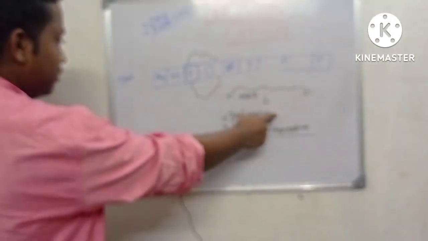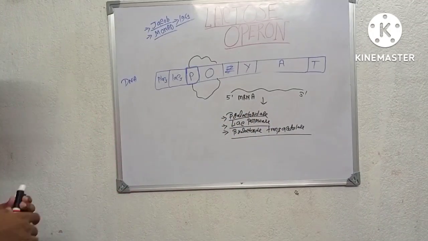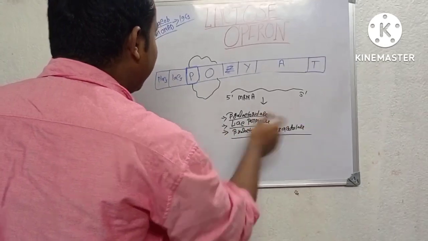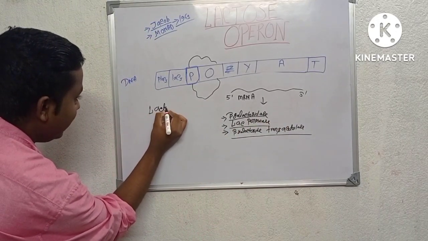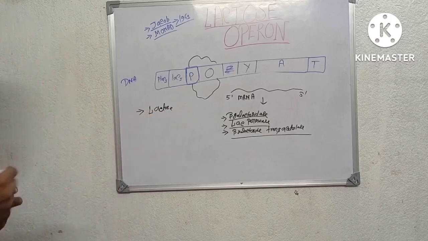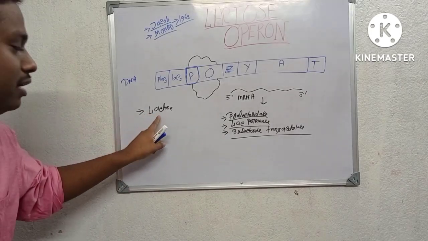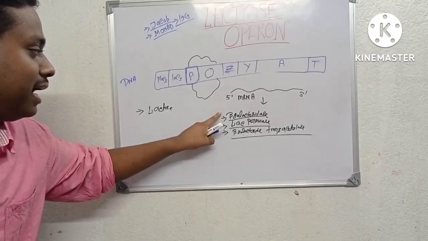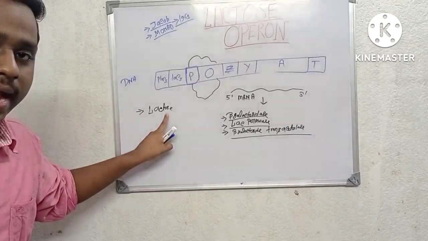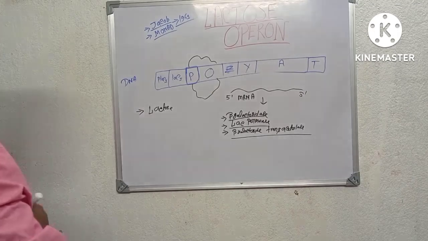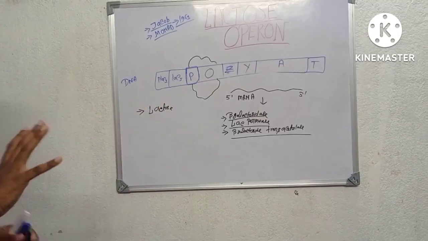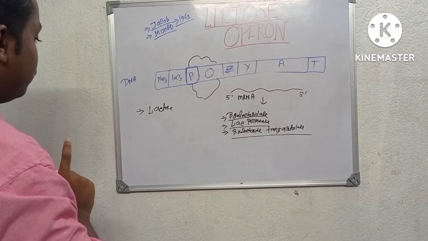This beta galactosidase enzyme breaks down the lactose. Lactose is a sugar. Lactose is a disaccharide formed by D-galactose and D-glucose. Beta galactosidase breaks down this lactose and forms glucose and galactose. And E. coli can readily use those molecules and produce energy.